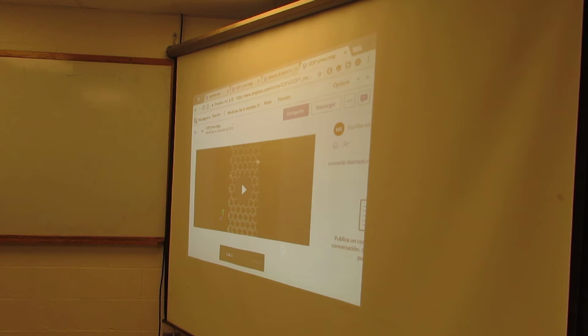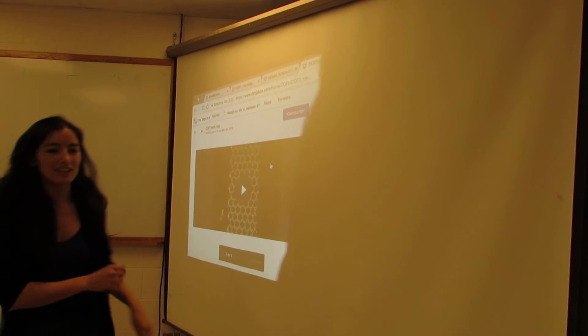Then I would like to show you different cases. I don't know if it's going to be so clear because the board is black. Probably I will turn the light off.